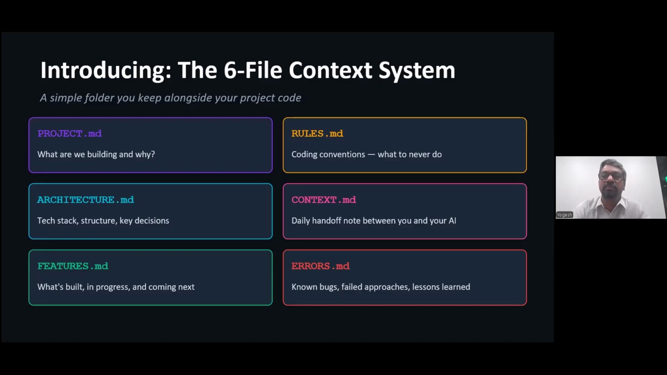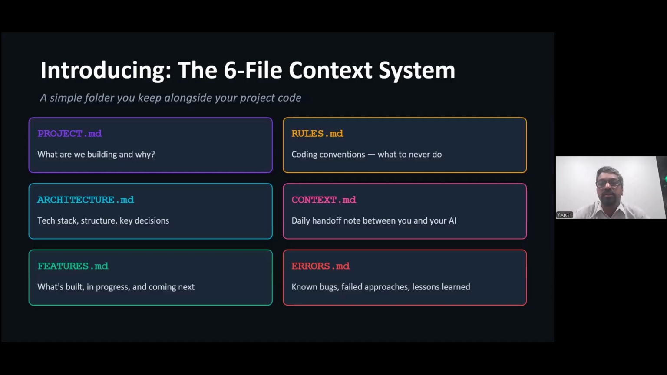So basically it keeps track of everything that's built already, what's in progress, and also what's going to be built in future. So this way, this file basically gives your LLM the idea of how the application has progressed over time. So it's not just what was built already, but what you're currently working on and what's going to come up next.